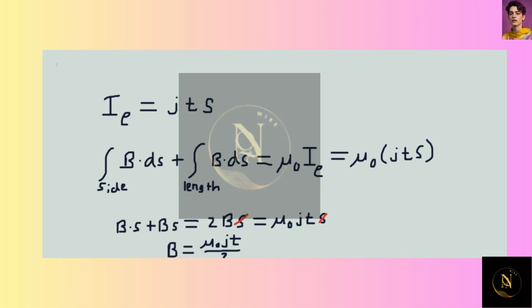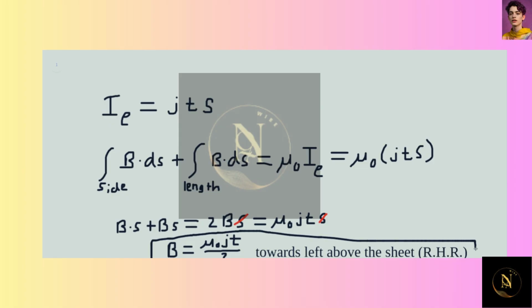But it also asks for the direction. Using the right-hand rule, we find the magnetic field is towards the left above the sheet. So we can type out: towards left above the sheet, and then RHR, which just stands for right-hand rule, and that's how I determined that. You could also write out right-hand rule if your teacher doesn't like that shorthand notation. We can go ahead and box this in as our solution for the magnitude and direction of the magnetic field that we're asked to find.